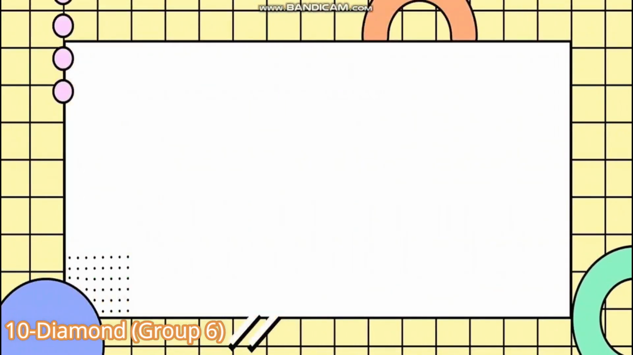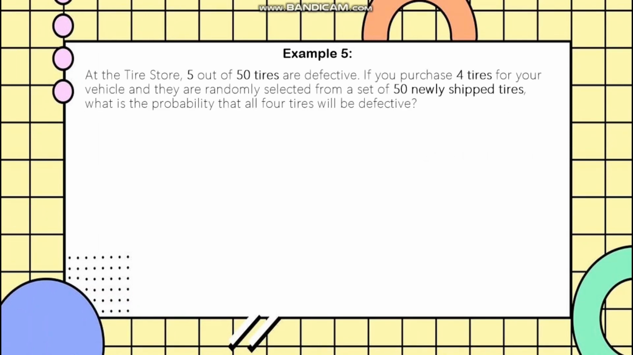And for the last example, we have example number 5. At the tire store, 5 out of 50 tires are defective. If you purchase 4 tires for your vehicle and they are randomly selected from a set of 50 newly shipped tires, what is the probability that all 4 tires will be defective? Once chosen, the tires are not replaced. Since there is a statement about no replacement, we know it is a probability of dependent events. So, we are going to use the formula to solve it.